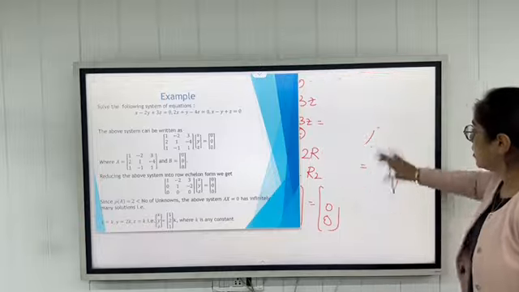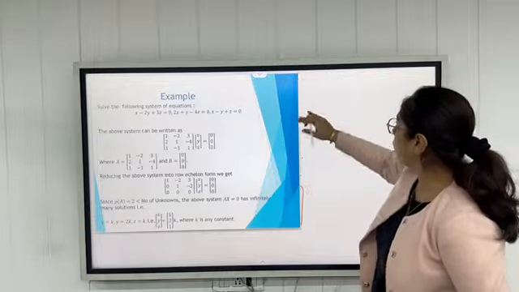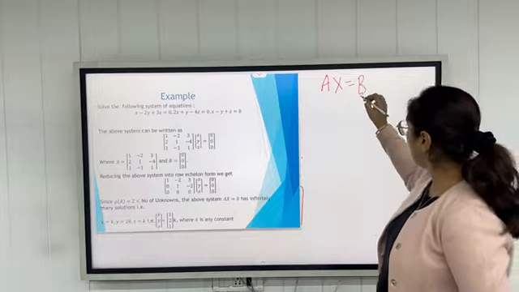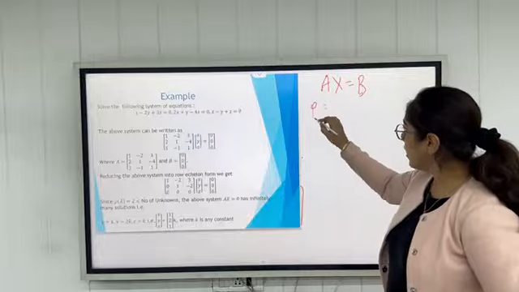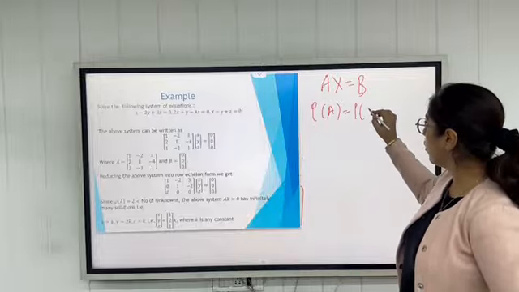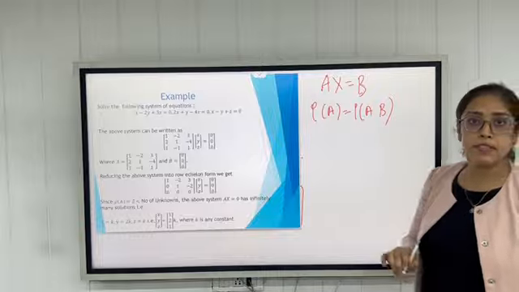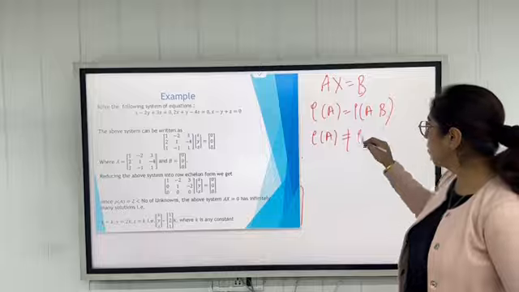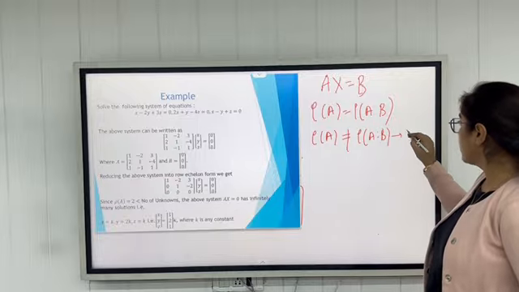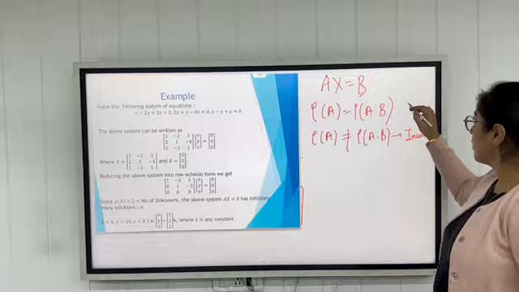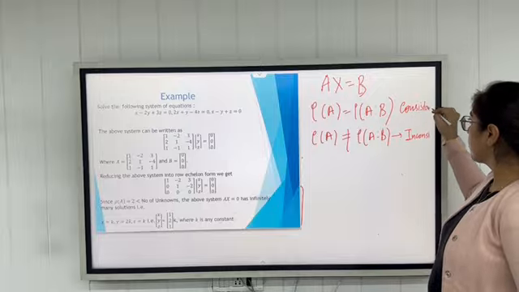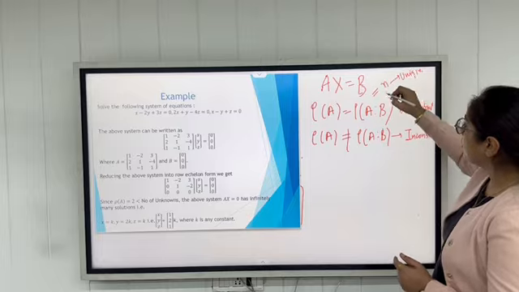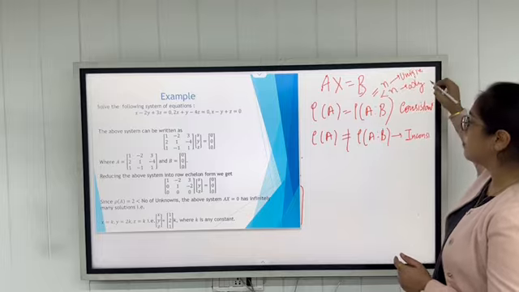In a nutshell, please remember, if you have a non-homogeneous system, then it will be consistent if rank of A is equal to the rank of the augmented matrix. This will be consistent only if this equals this. And if rank of A is not equal to the rank of the augmented matrix, then it is an inconsistent system. It will have no solution. And if this equals n, then it will have a unique solution. And if it is less than n, then infinitely many solutions.